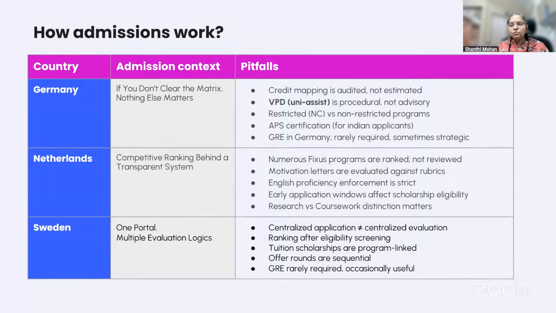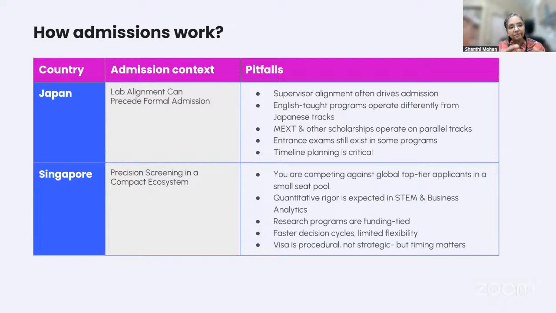So there is so much variation between countries, like Japan, Singapore, everyone has a different requirement. If you are thinking about multiple countries, my advice is to first start identifying the similarities, then start identifying the timeline, and then work on your application.